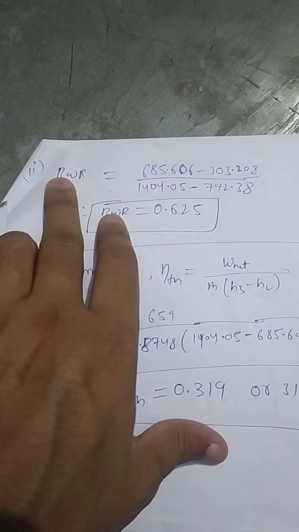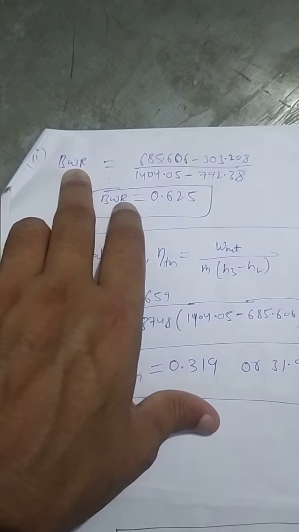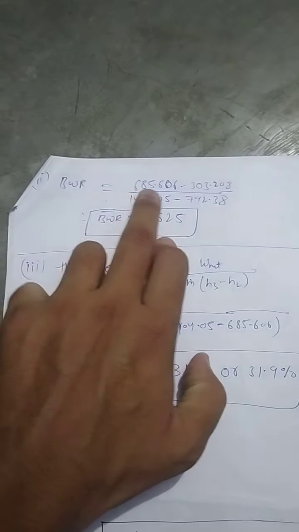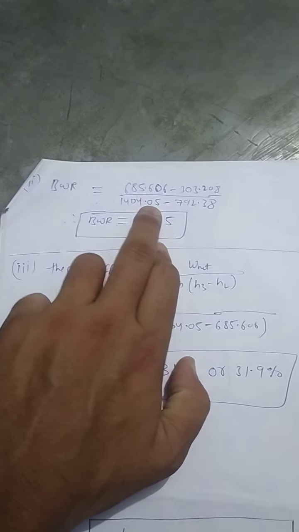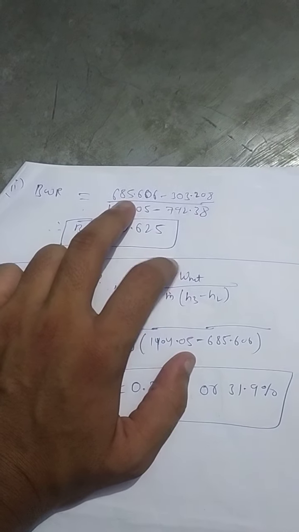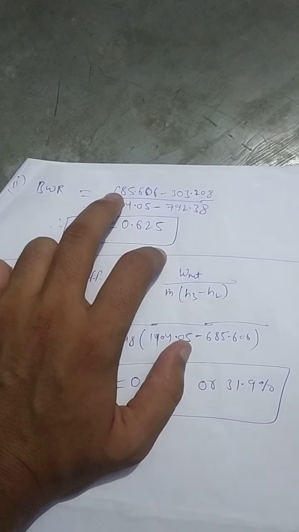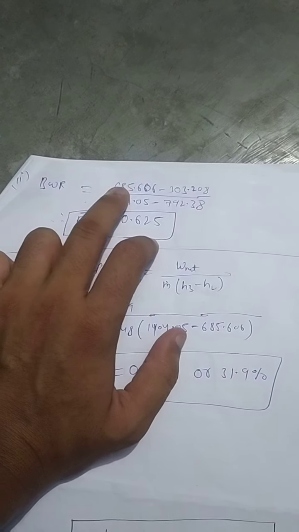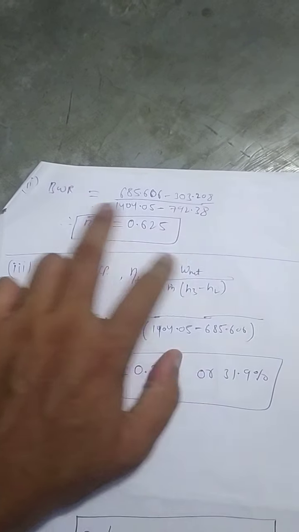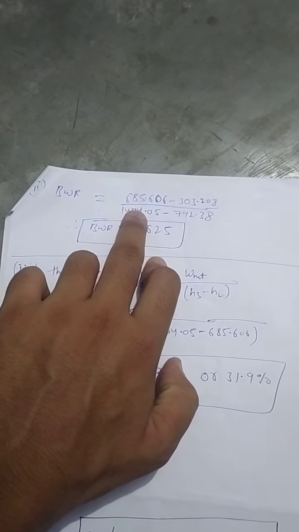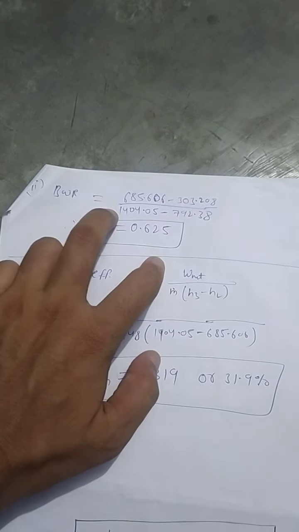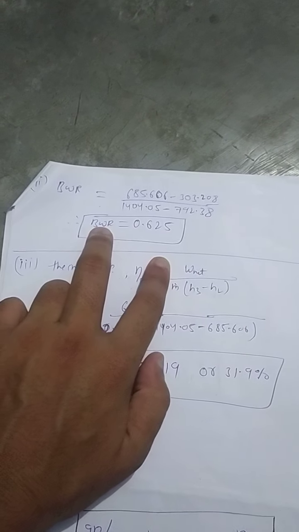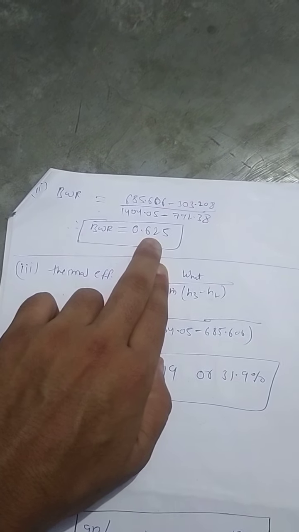Now the back work ratio, BWR. The back work ratio is the ratio of the work required by the compressor and the work done by the turbine. The work required by the compressor is mass flow rate times H2 minus H1, and the turbine work is mass flow rate times H3 minus H4. The mass flow rate cancels, so putting all these values here, we get the back work ratio as 0.625.